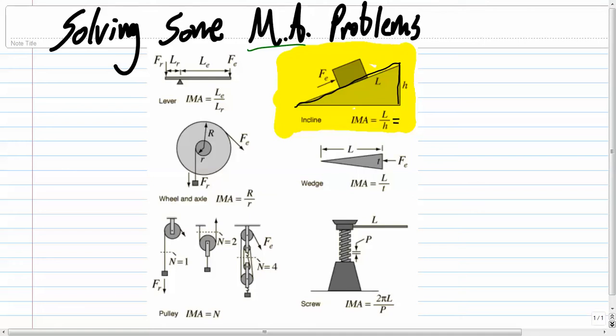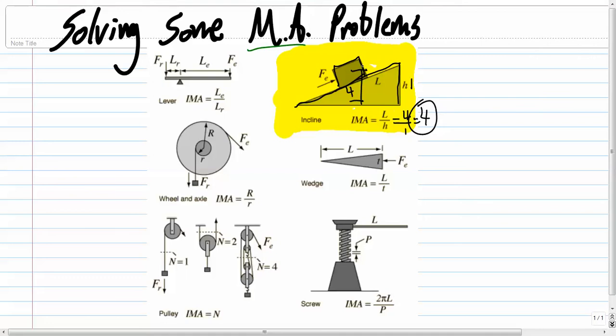So just to keep the numbers easy, let's say that this is 4 units long, meters, inches, whatever, doesn't matter. And let's say that it's 1 unit tall. So the mechanical advantage is 4 over 1. It is 4. So what does that mean? That means that if you were just going to take this box and lift it up 1 unit, it would be a certain level of difficulty. And if you use this ramp, it would be 4 times easier.